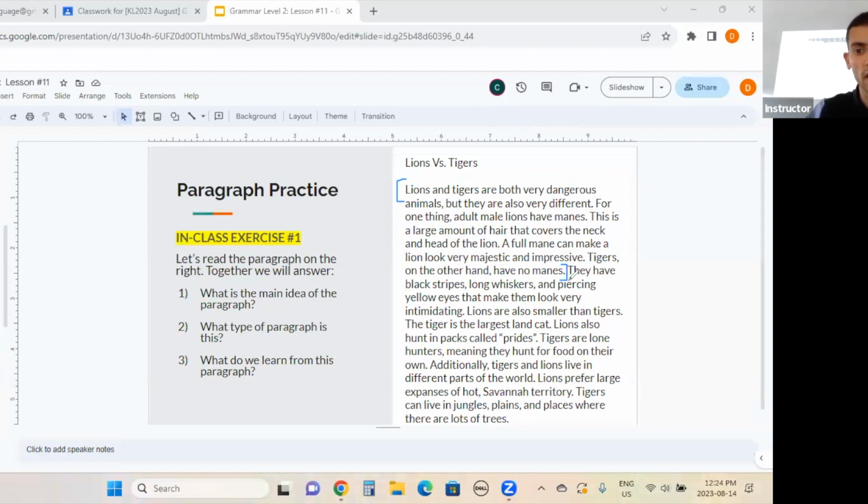Good. Okay, Caden, right where it says they have, all the way down to the end of the lion section, and then Nicole, right when Caden's done, you can go from tigers just to the very end.